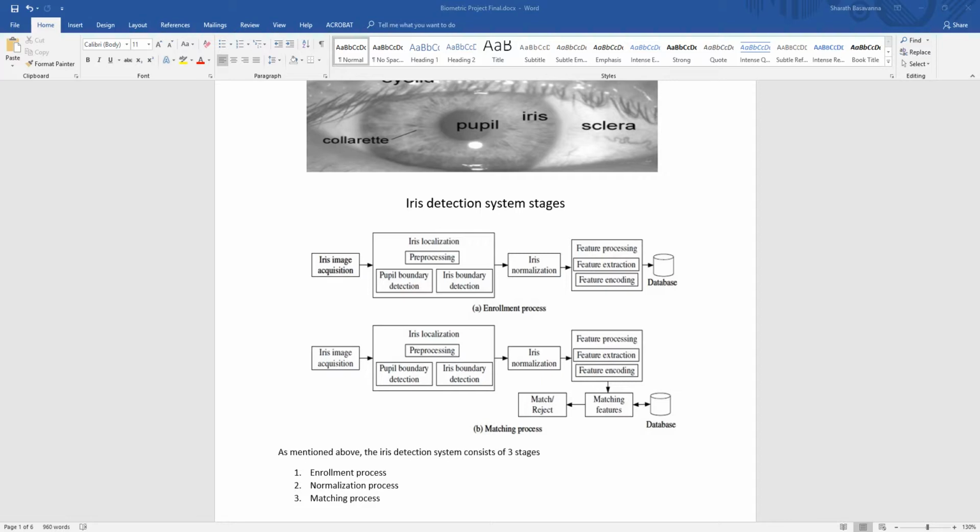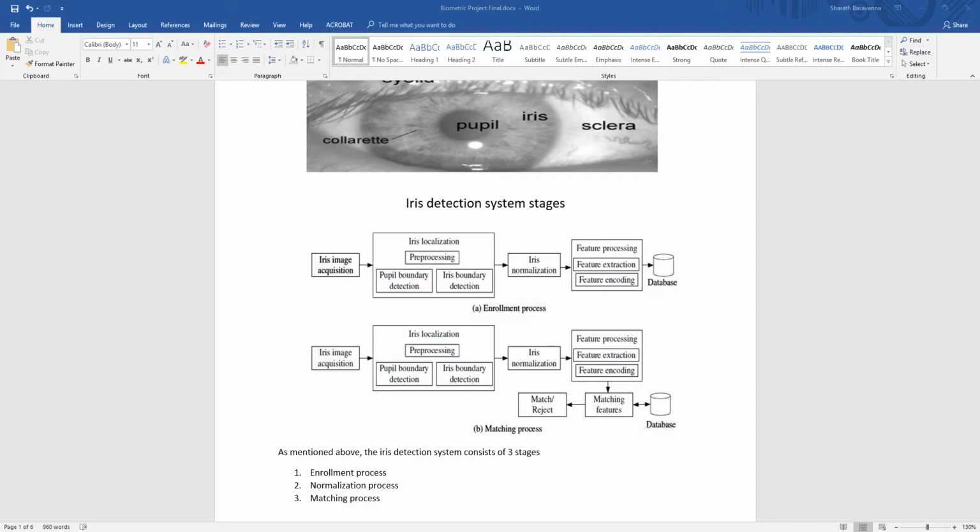If a matching iris image is presented to the system, again it does the same processing and matches against the DB to check whether this particular image is stored in the DB or not. If it matches, then it authenticates, and if it doesn't match, it rejects the image.